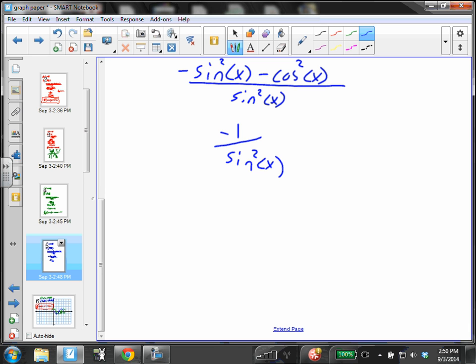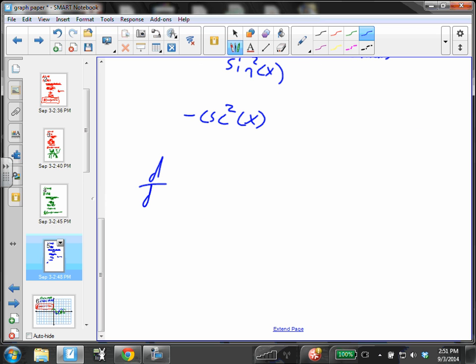Yes, 1 over sine is equivalent to cosecant, right? That's one of our reciprocal identities. 1 over sine is cosecant, okay? But right now we have a negative 1 over a sine squared. So what we're going to end up with is a negative cosecant squared x, okay? So negative cosecant squared. So there's the big idea, that the derivative of cotangent is equal to negative cosecant squared.